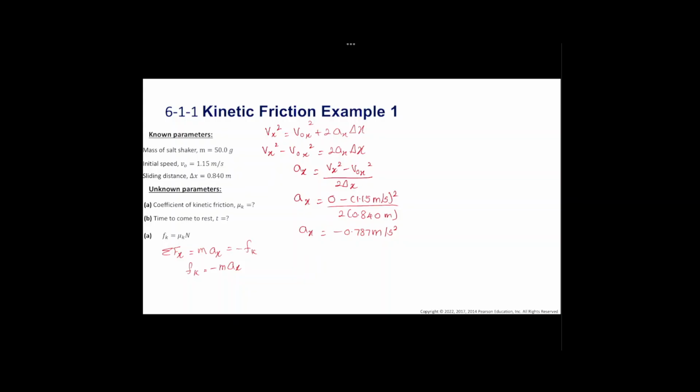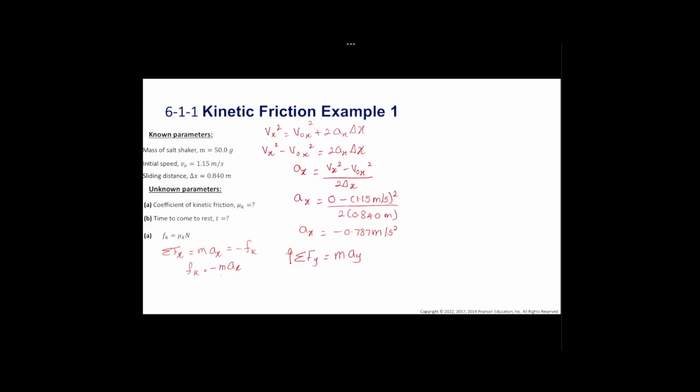Now we need to find the normal force. We know the acceleration and we know the mass, so we can find the friction force. But for the coefficient of kinetic friction, we need the normal force. The normal force is in the y direction. Therefore, we can apply Newton's second law in the y direction. That means sigma Fy equals mass times acceleration in the y direction.